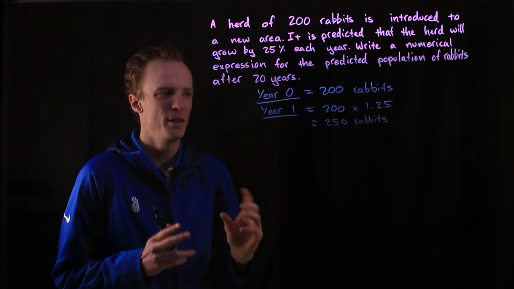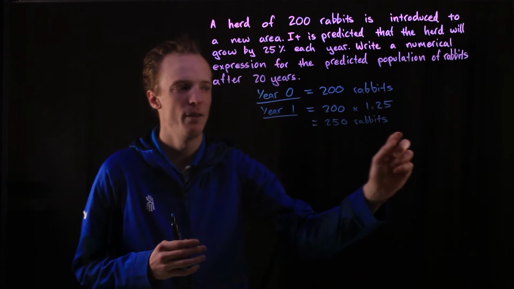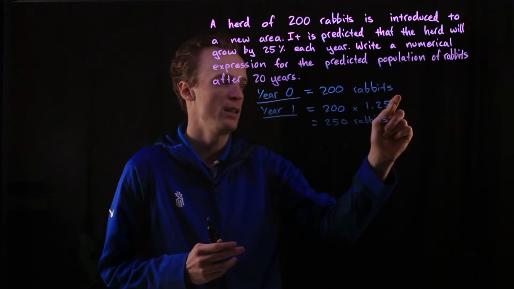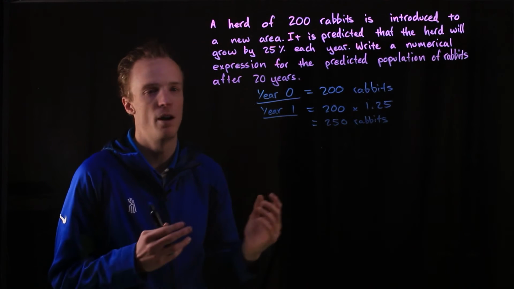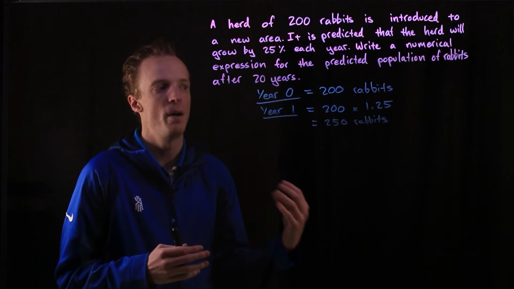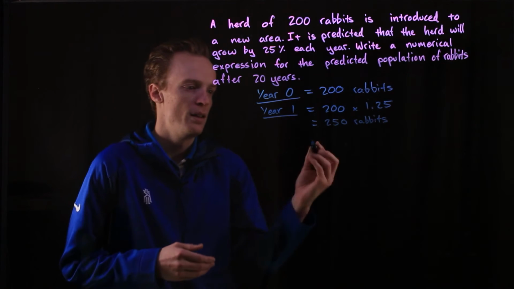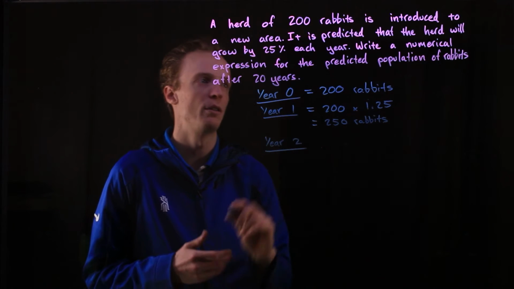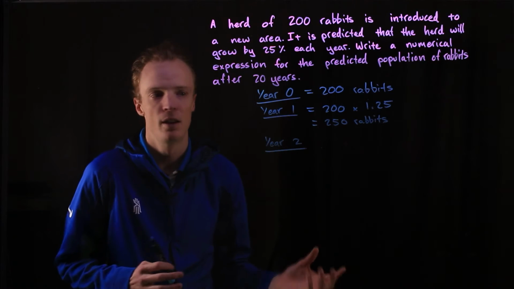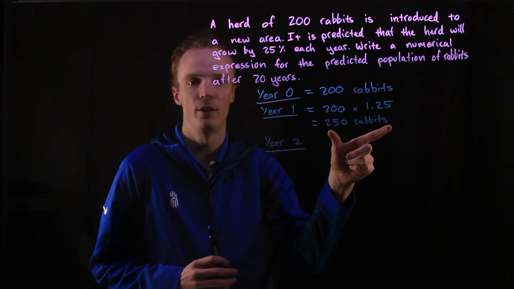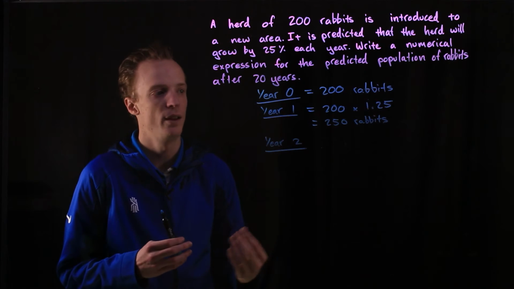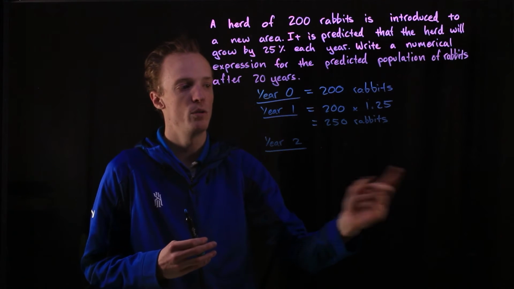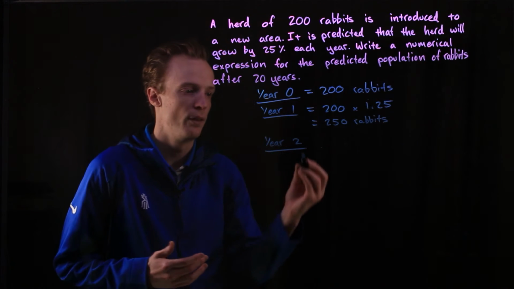Now, at this point, I'm not necessarily worried about how many rabbits I have, but I'm looking at how I actually calculated it, which was this step here: that 200 multiplied by my 125%, or by my 1.25. Now, for year 2, what's going to happen is it's going to increase by another 25%. So those 250 rabbits are going to increase by another 25%. So it's going to be 125% or 1.25 multiplied by my 250 rabbits.